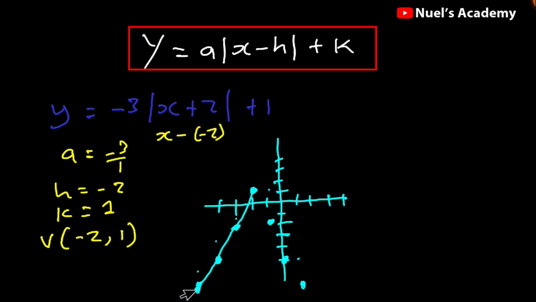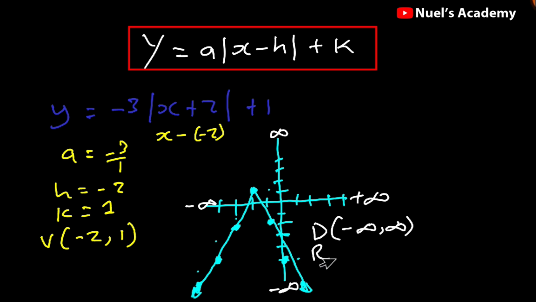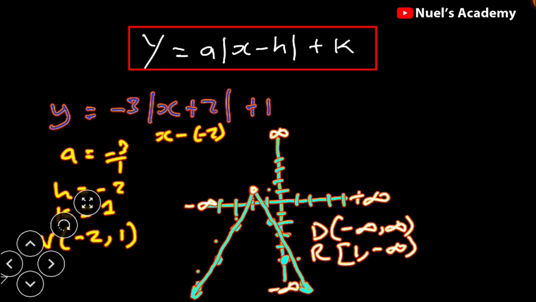So this is how the graph will look. And then to find the domain and the range, the domain of this graph is all the numbers, and then the range is going to be from this point where y is equal to 1, then to -infinity. So this is the domain and range of this function.